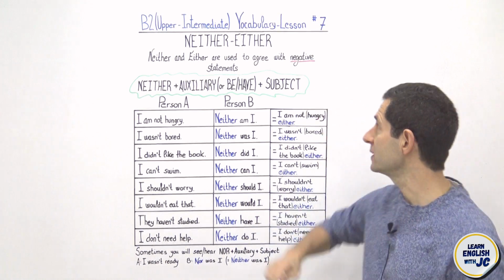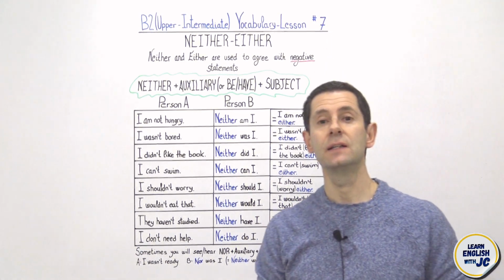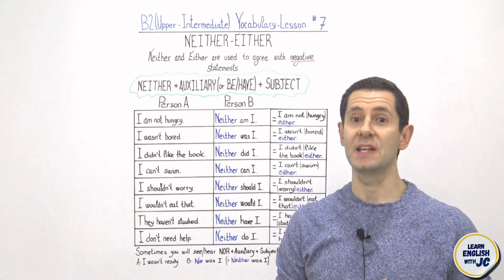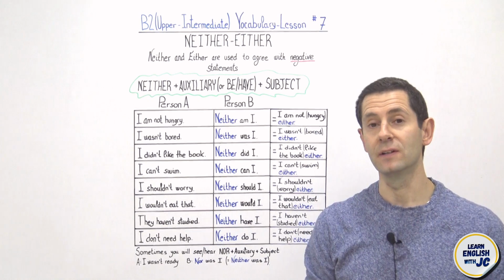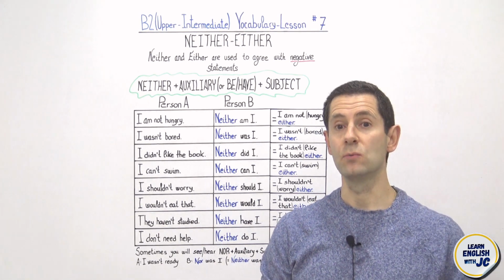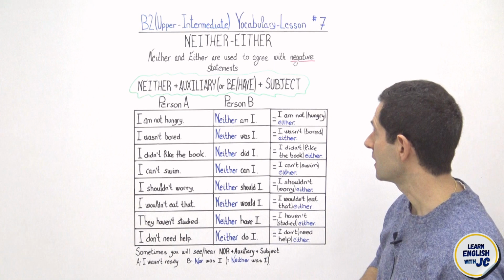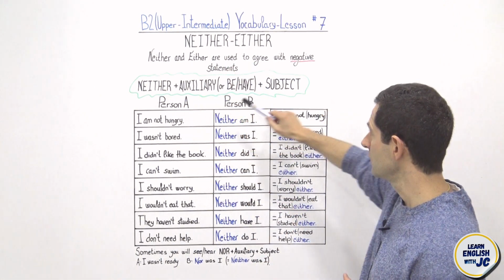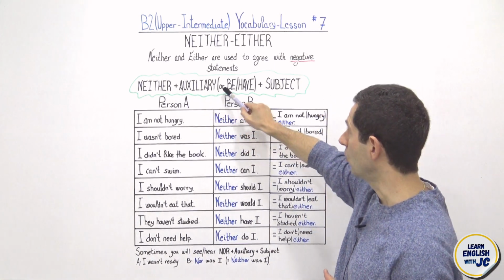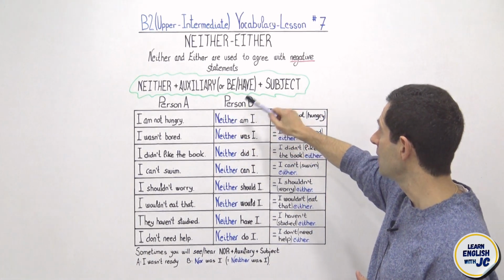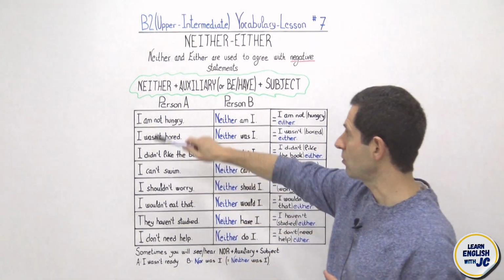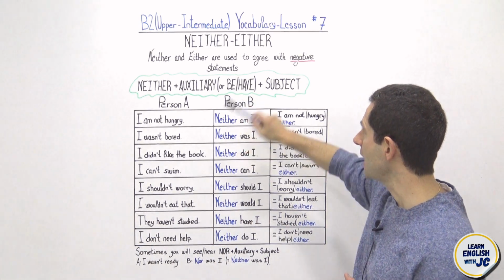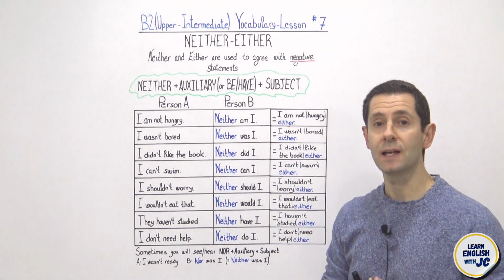If you recall from lesson number 6, we studied the affirmative ones with so and too. So if you haven't watched the lesson, I recommend you watch it, because it will be easier to understand this lesson number 7. But again, we're going to concentrate on neither and either. Now this is the structure. Neither plus auxiliary, or the verbs be or have, plus the subject. I repeat, the structure is neither plus auxiliary, or in the case we have the verbs be and have, plus the subject.